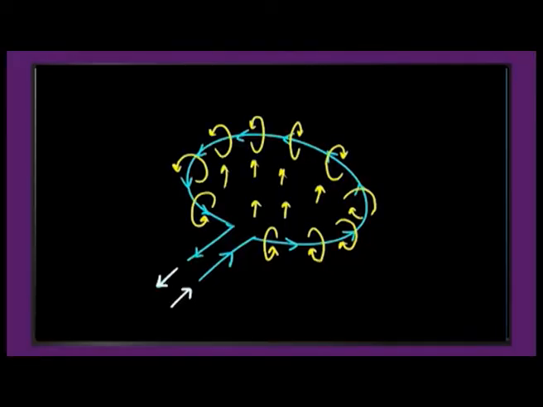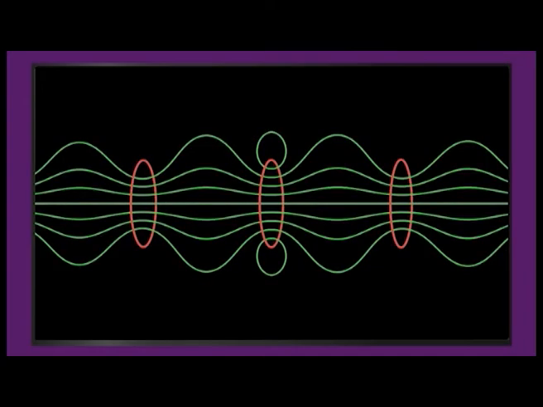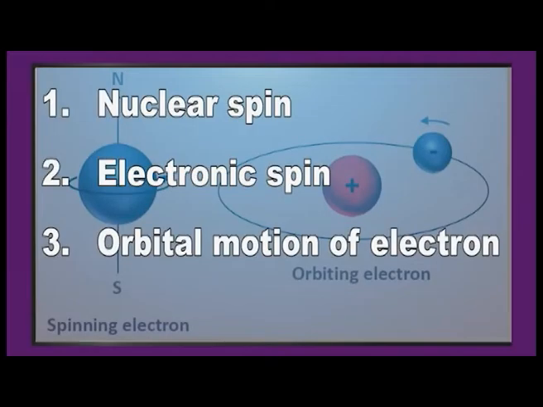If you remember, in physics you have learned that any charged particle, if it completes a loop, then it generates a magnetic field. Protons and electrons in an atom are charged particles. They complete a loop in three different ways: nuclear spin, electronic spin, and orbital motion.